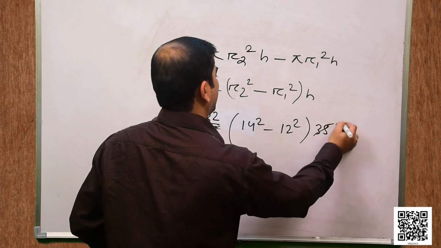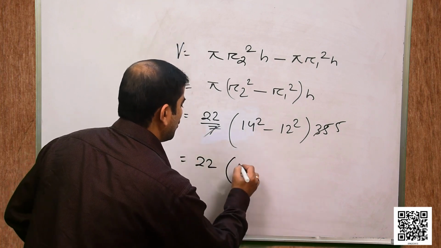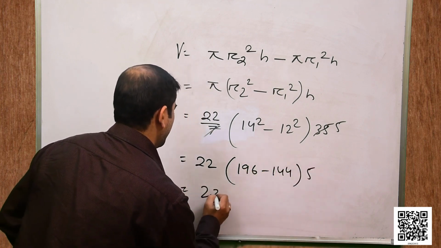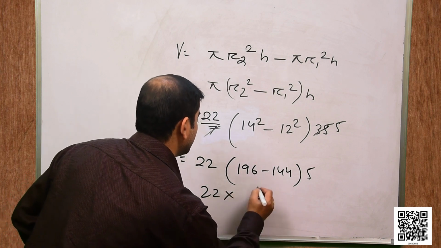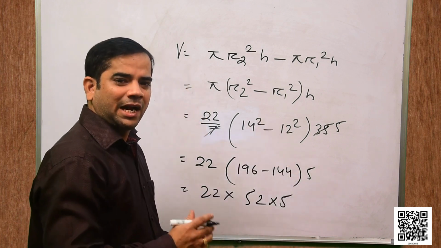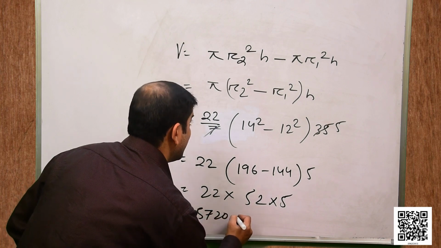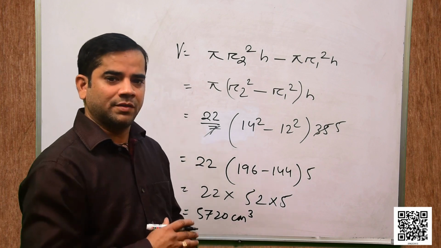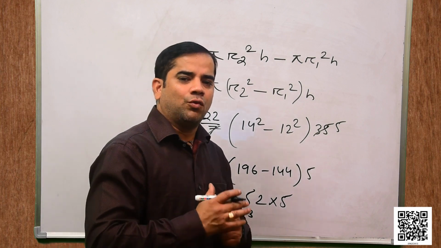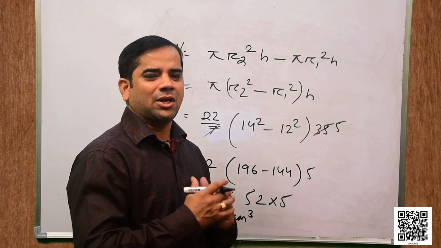So, 7 5s are 35. So, students, that will be equal to 22 into 196 minus 144 into 5, that is 22 into 52 into 5. That will be equal to 5720 centimeter cube. Fine. So, it is also given that 1 centimeter cube wood is equal to 0.6 gram. So let us find the mass of the wood.